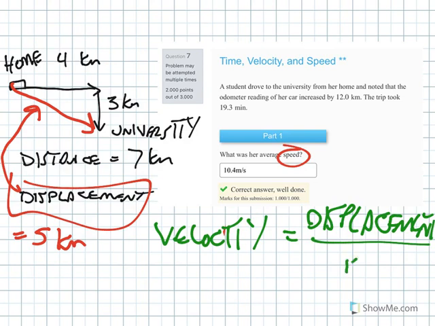Displacement over time. Okay, so that's different from your average speed. Speed is just distance over time. Velocity is displacement over time. So keep that in mind when you're doing these problems. All right, so then let's proceed with this problem.